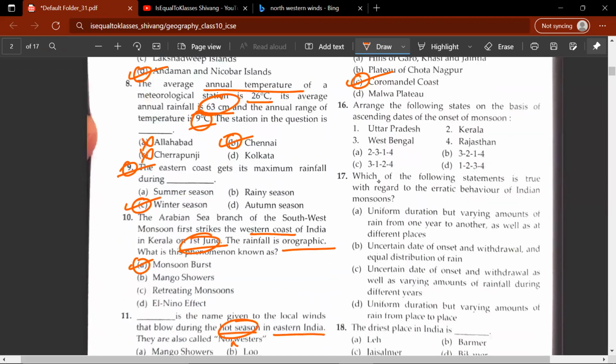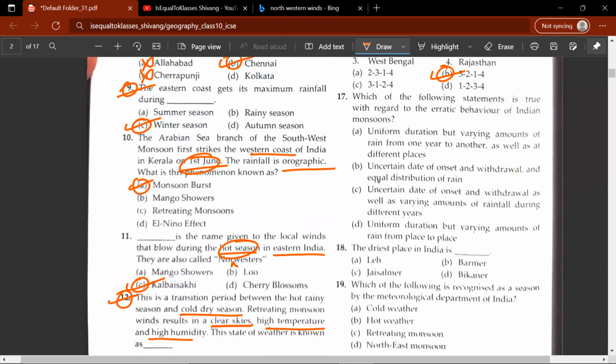So let's move on. The 16th question. Arrange the following states on the basis of ascending dates of the onset of monsoon. So the correct answer would be B, 3, 2, 1, 4. The 17th question. Which one of the following statements is true with regard to the erratic behavior of Indian monsoons? Would it be A, B, C, or D? This would be C. Uncertain date of onset.